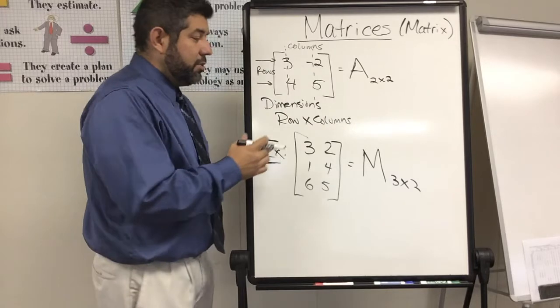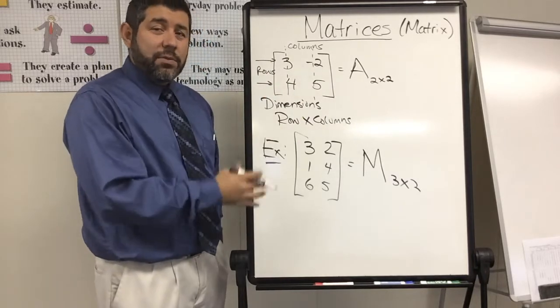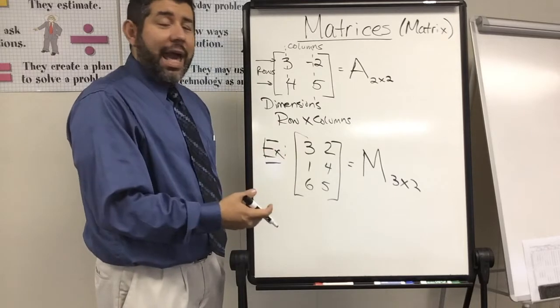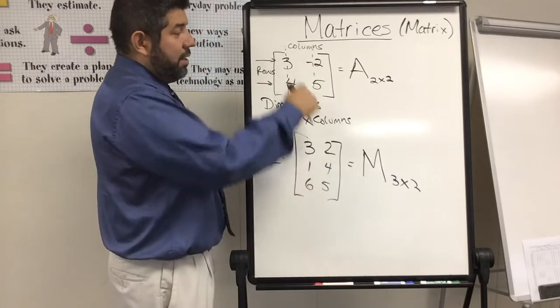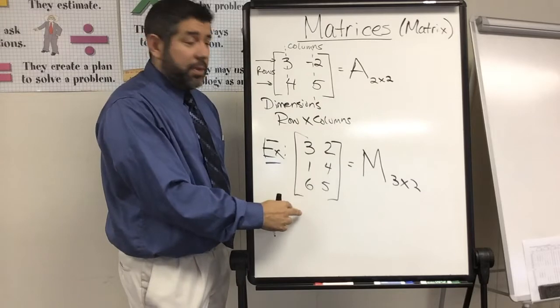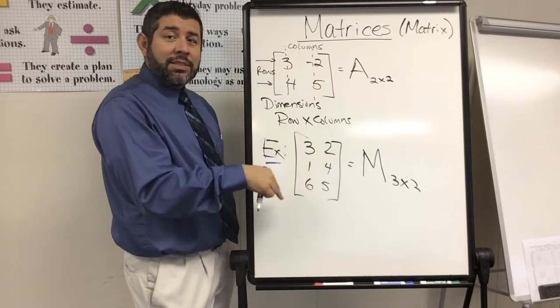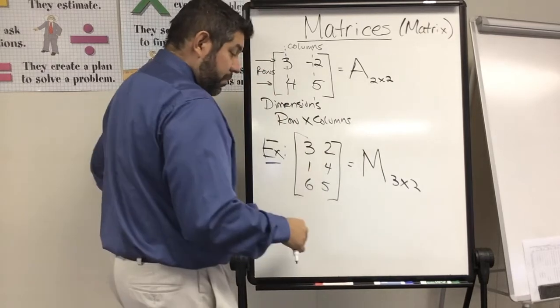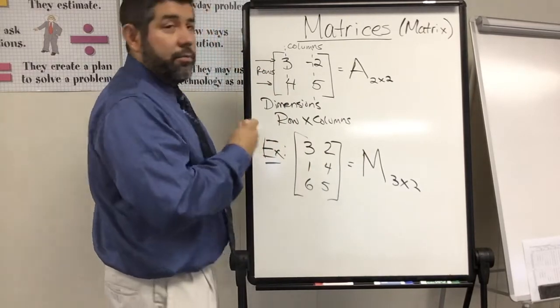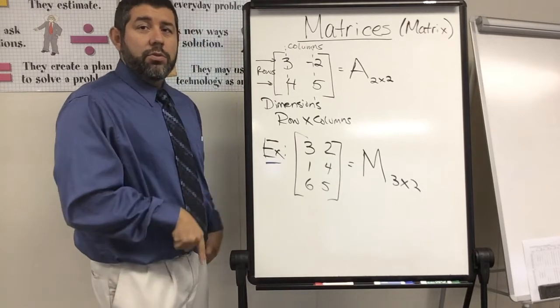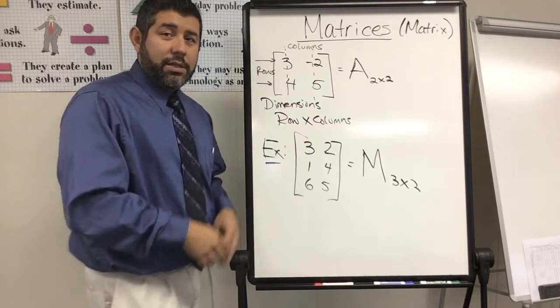Something interesting about matrices: when we add matrices, we must have the same number of columns and rows in the 2 matrices in order to add them. So we could not add this matrix plus this matrix because this one has more rows than this one does. We'd have to have the exact same number of rows and columns. Let me erase the board, and then we'll do some operations, adding and subtracting.